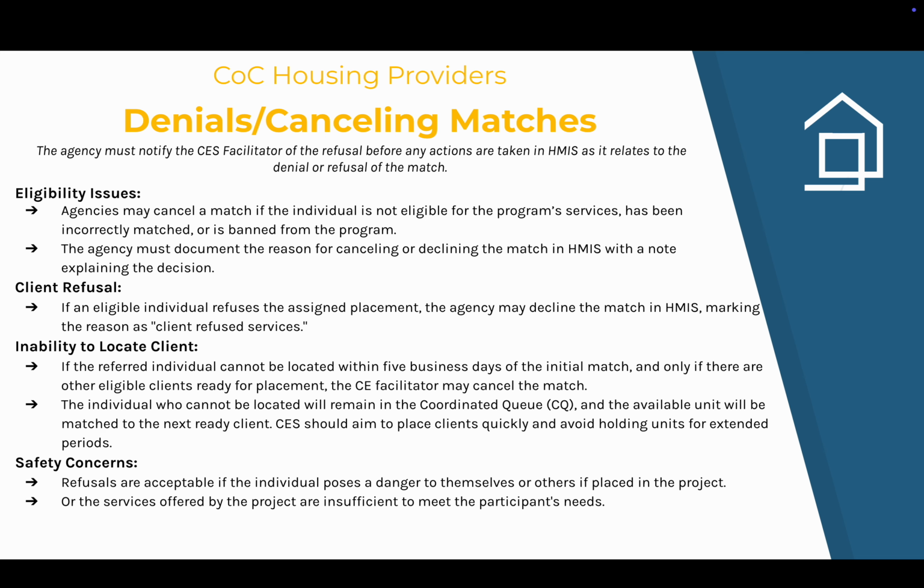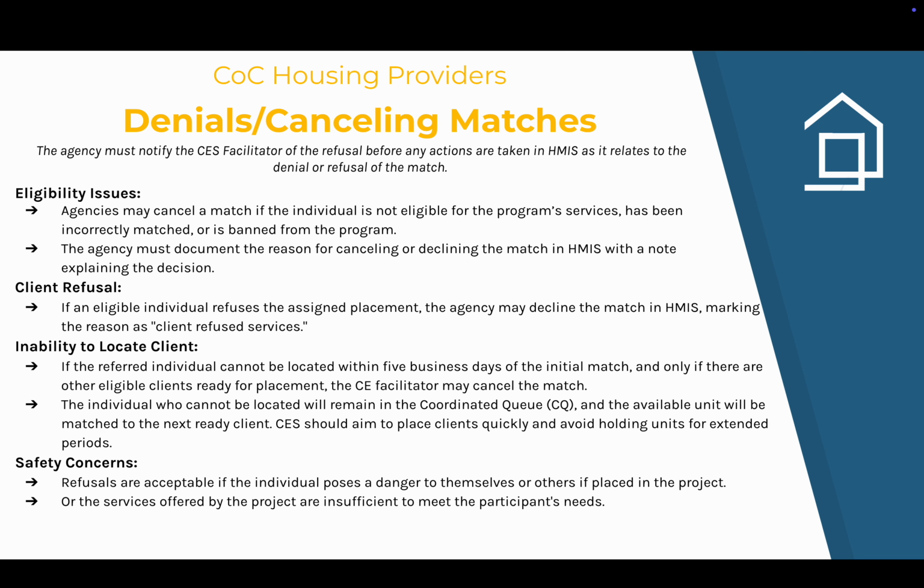If there are eligibility issues, agencies may cancel a match if the individual is not eligible for the program services, has been incorrectly matched, or is banned from the program. The agency must document the reason for canceling or declining the match in HMIS with a note explaining the decision. Client refusal: if an eligible individual refuses the assigned placement, the agency may decline the match in HMIS, marking the reason as client refused services.